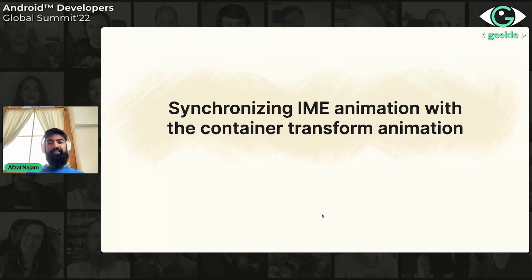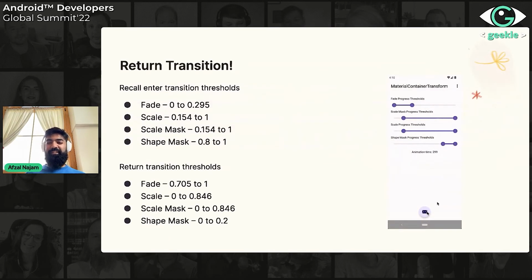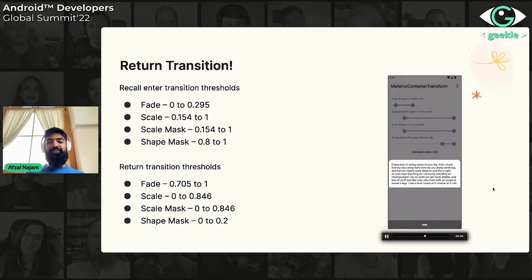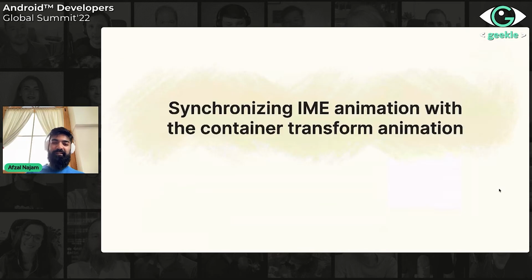But now let's talk about keyboard. You're going to say, Afzal, you skipped the keyboard. What are we going to do? The padding isn't correct. So synchronizing the IME animation with the container transform animation requires listening to the insets using the inset animation listener, if I'm naming this correctly. And that tells you what the bottom padding will be when the keyboard is about to show up.